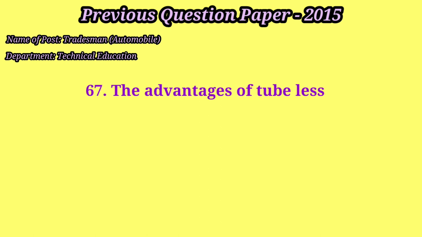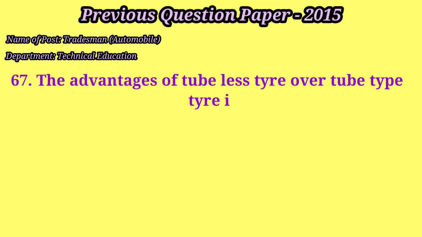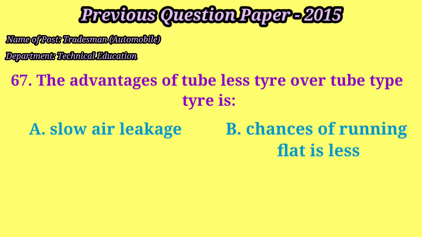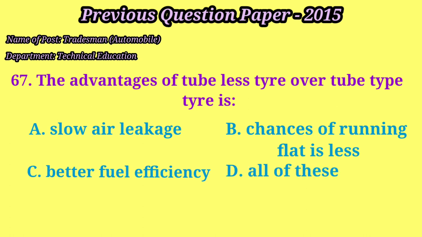67. The advantages of tubeless tire over tube type tire is A. Slow air leakage. B. Chances of running flat is less. C. Better fuel efficiency. D. All of these. Answer. All of these.